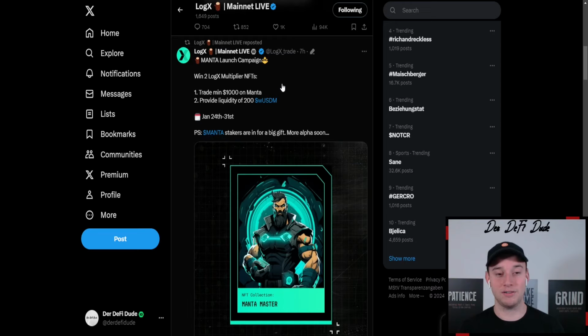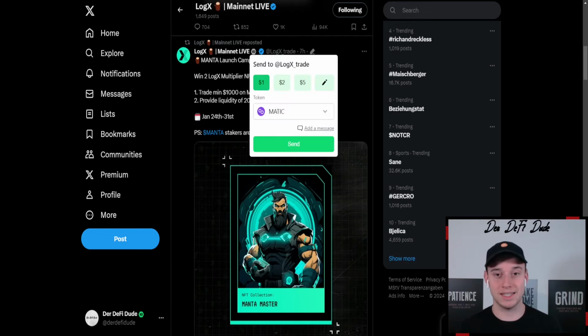And the only things you have to do here to get some NFTs are, for example, trading a minimum of 1000 US dollars on Manta. And you can also provide liquidity of 200 WUSDM, and those things should also give you an additional airdrop allocation. There are also Galaxy tasks currently for Orderly Network, but I will talk about that in a few seconds again.